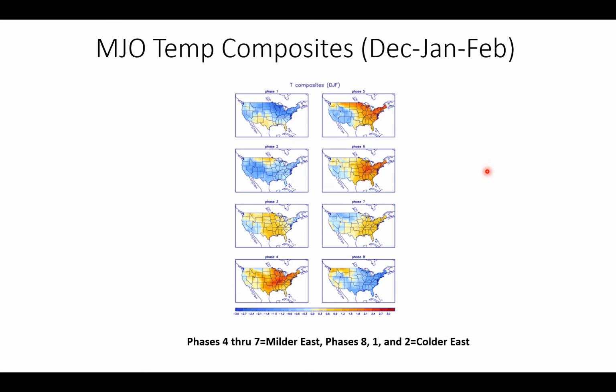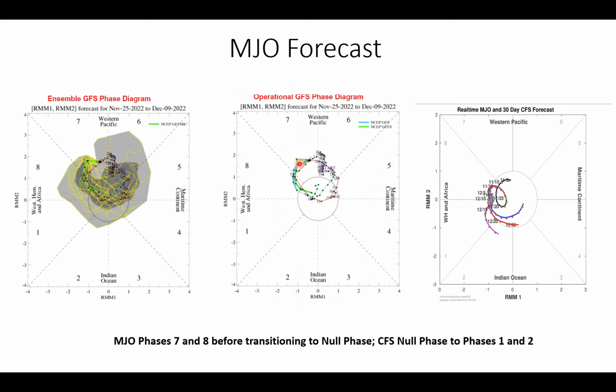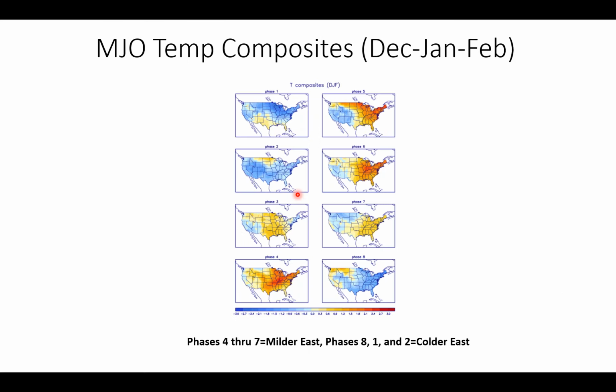Here are the MJO temperature composites for the months of December, January, and February. Blue coloring on these indicates below normal temps, and then orange coloring above normal temps. Bottom line here is, the forecast is calling to go into phase 8. We're in phase 7 now, but we're working our way to phase 8 in early December. What would phase 8 do in early December? Look at this. That would definitely favor the colder air being east of the Rocky Mountains all the way to the East Coast.